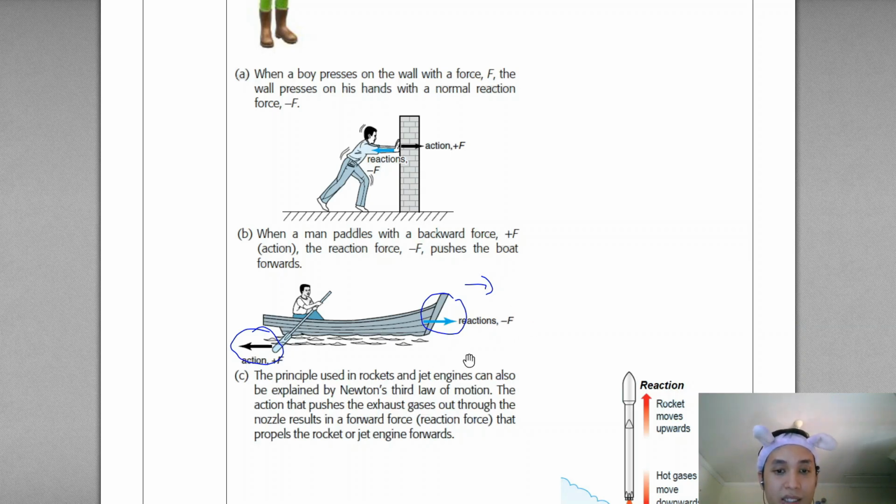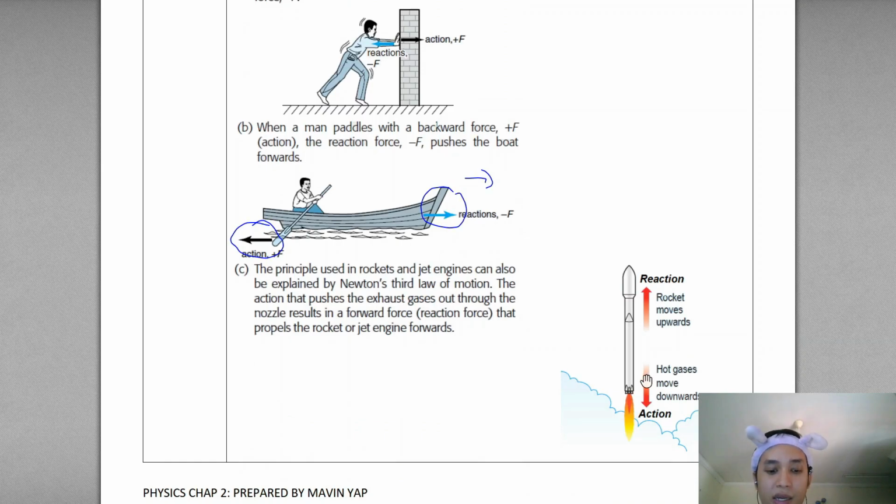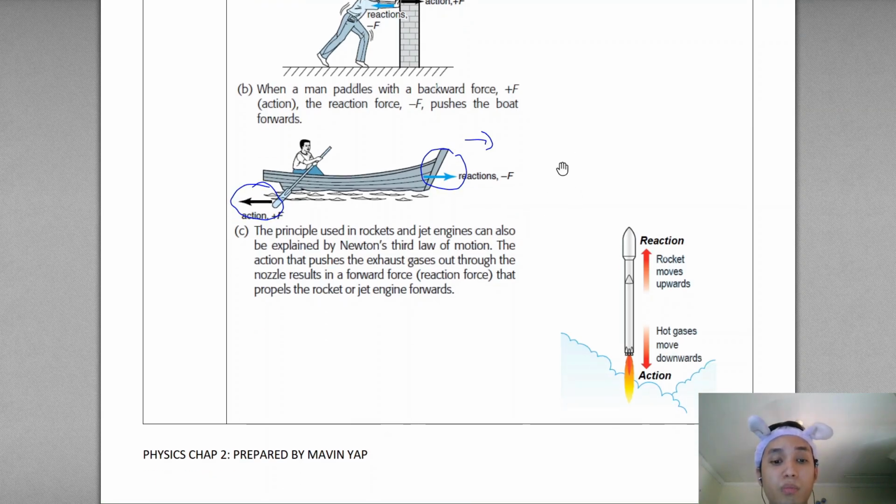Okay, another example is your rocket. This one is very obvious. When the exhaust gas explodes, the gas will go down. So this one is your action. So what is the reaction? The rocket will go upwards. So all these are the examples of your Newton's third law of motion.